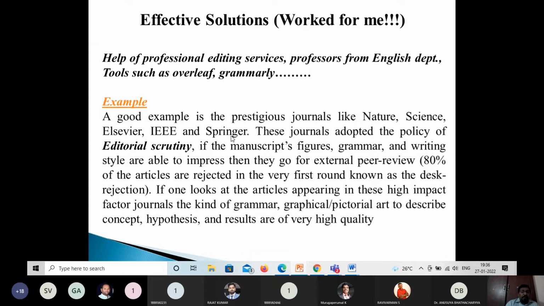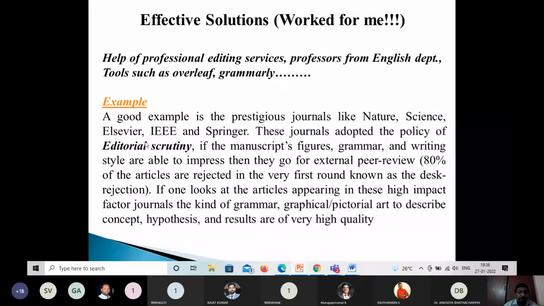And then when you're trying to send the particular journal, there are two stages. One is the editorial stage. Once it passes the editorial stage, only then you get the reviewers assigned. So what do we mean by this editorial scrutiny?